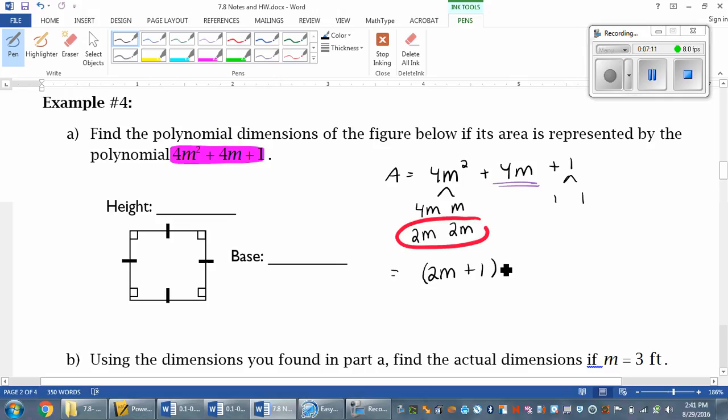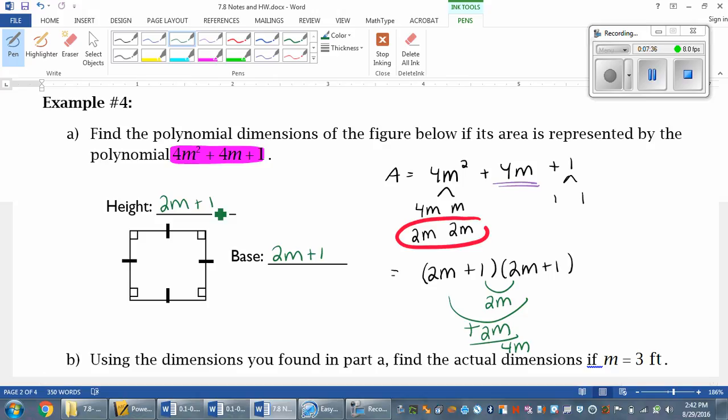I'm going to put 2m here and 2m here. Again, don't know if this is the right combination. I have to check the inners and outers. Inners multiply to 2m, outers 2m, and look, if you add those together, you get 4m, which is exactly what you wanted. And that makes sense, because we know the factors should be the same since we're dealing with a square, meaning the base and the height are the same.